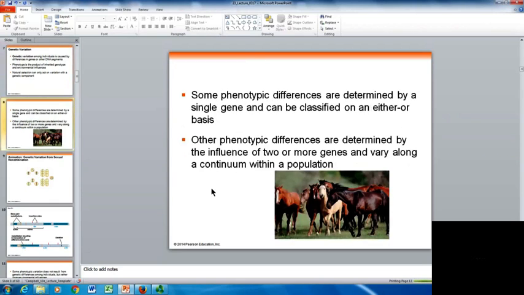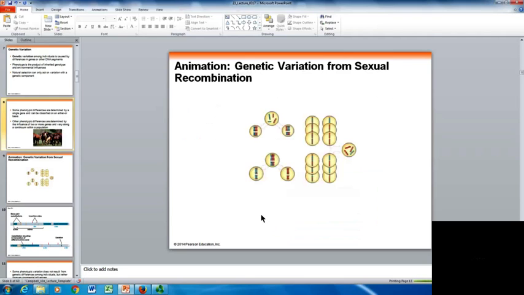Some phenotypic differences are determined by a single gene, and they can be classified on an either-or basis. Other phenotypic differences are determined by the influence of 2 or more genes, and they vary along a continuum within the population. So here you can see in these horses, there isn't a dark-colored or light-colored horse. There is a continuum of colors of those horses.